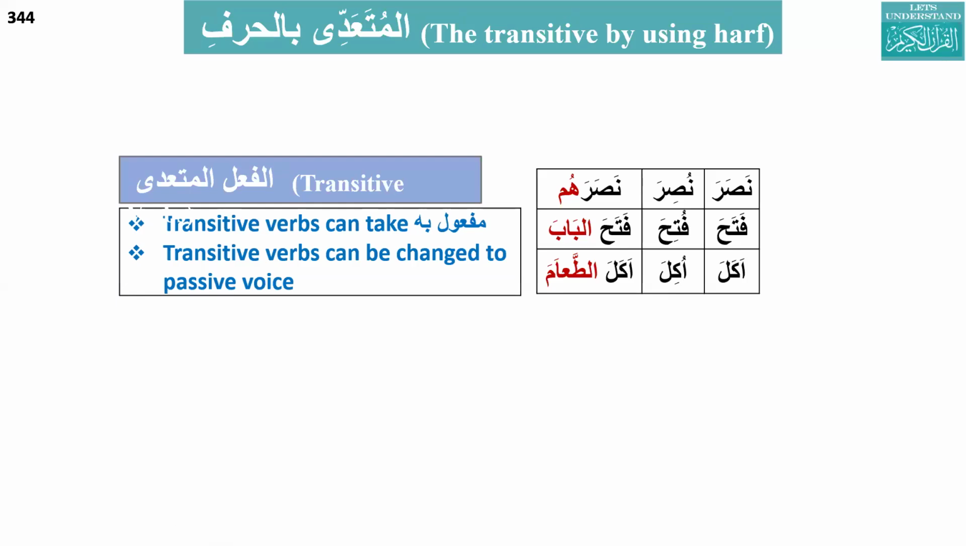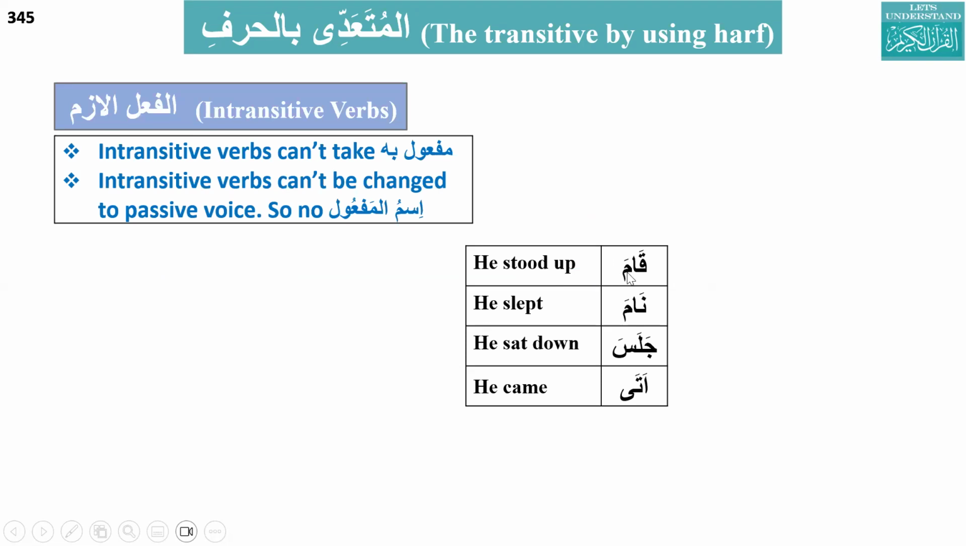Yeah, basically. And intransitive verb, what do we say in Arabic? فعل اللازم and transitive is فعل المتعدي, muta'addi. And they do not take a maf'ul because they do not generate any question. So what are the examples for fi'l muta'addi, transitive? نصر, which changes to نصر, فتح, which changes to فتح, and أكل, which changes to أكل. And for fi'l lazim like قام, نام, جلس, أتى, and many more.